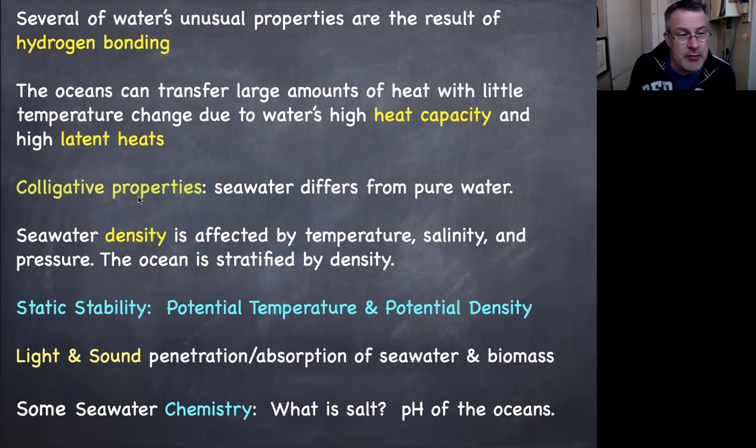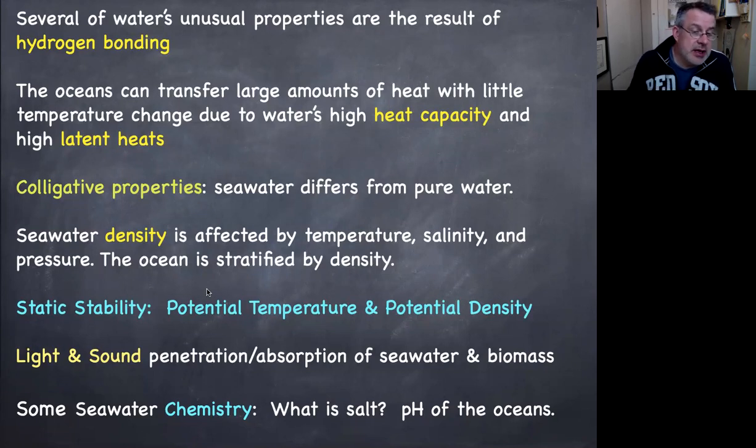There are also colligative properties that have to do with the fact that seawater has other stuff in it other than water. Seawater density is affected by temperature, but also salinity and then pressure. The ocean is stratified by density. It is also stratified in pressure. It is also stratified in salinity and temperature to some extent, but really only pressure and density are monotonically increasing as you go from the surface to the abyss. Temperature and salinity can sometimes be inverted so that they are not increasing with depth.